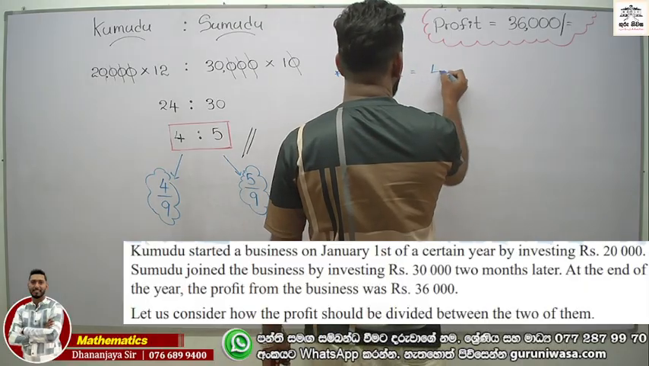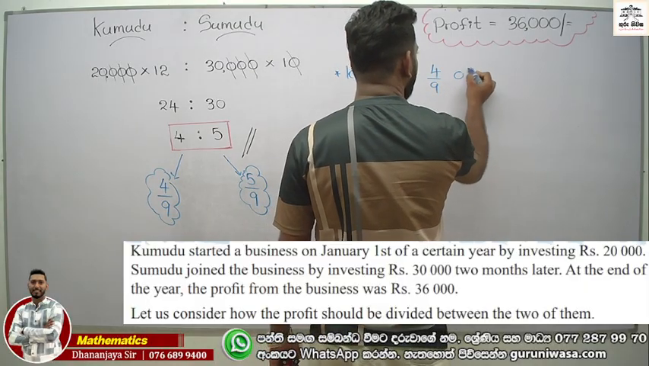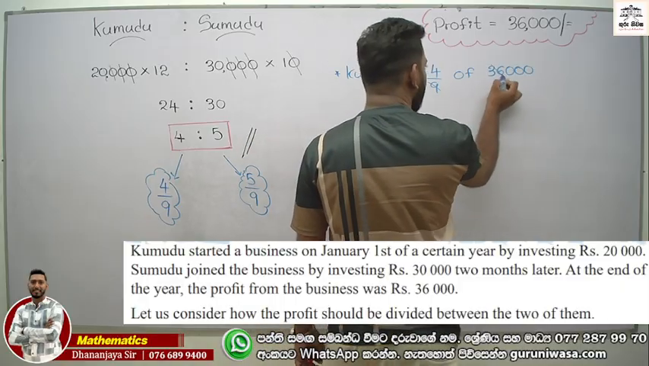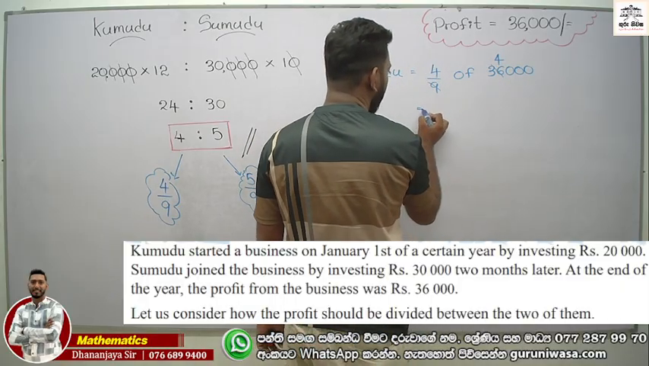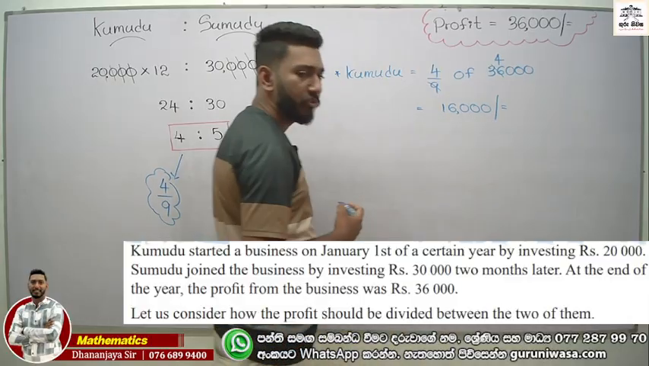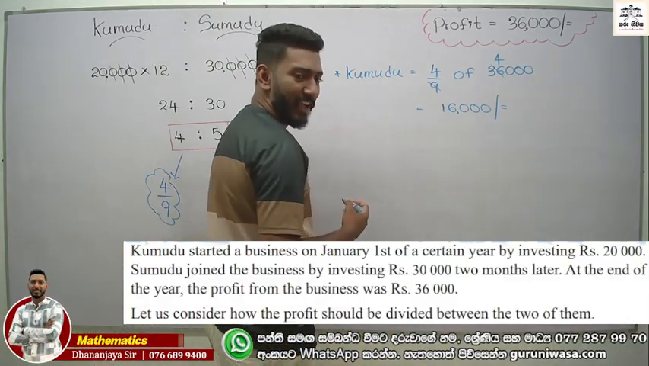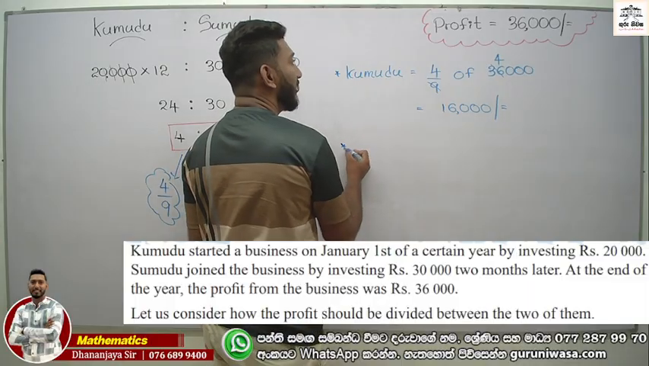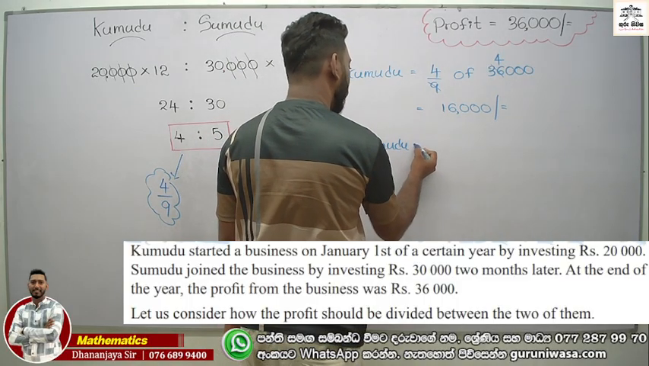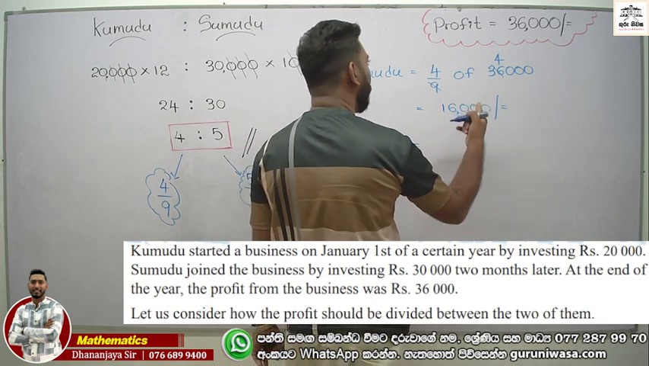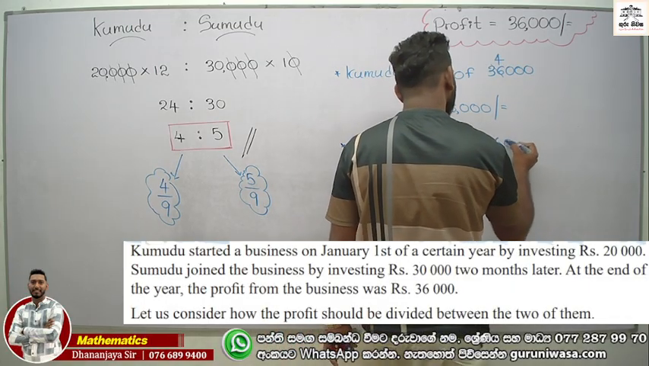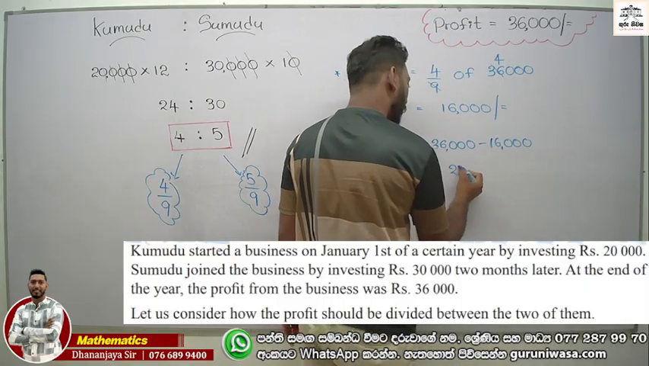Kumudu, 4 over 9 of 36,000. And now you know 9 times 4,000 is 36,000. Now 4 times 4 is 16. Therefore, put the 3 zeros and the answer is 16,000 rupees. Well done. Okay. And for Sumudu, I said you can use whichever method you like. How can we find Sumudu's share? Find the difference between them. You can do it that way too. 36,000 minus 16,000. Then the answer is 20,000. Oh, so easy.